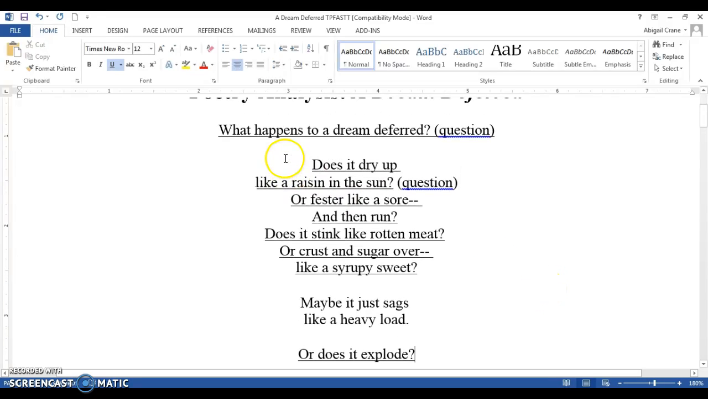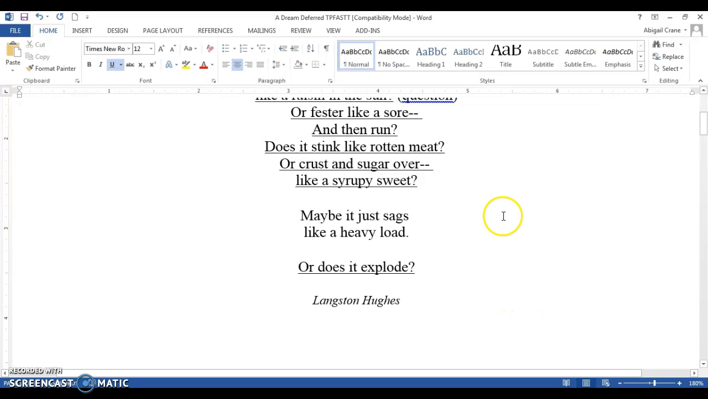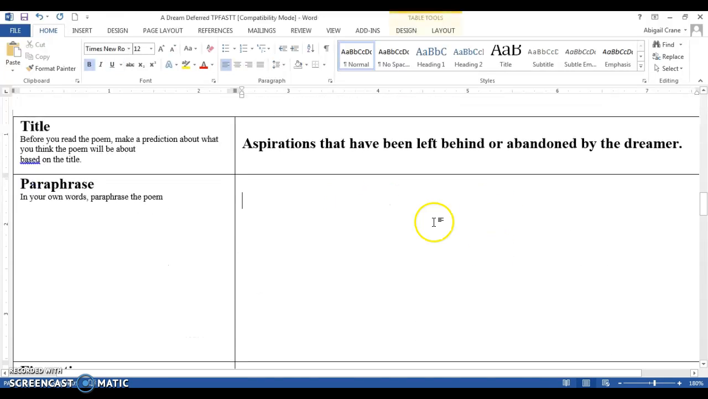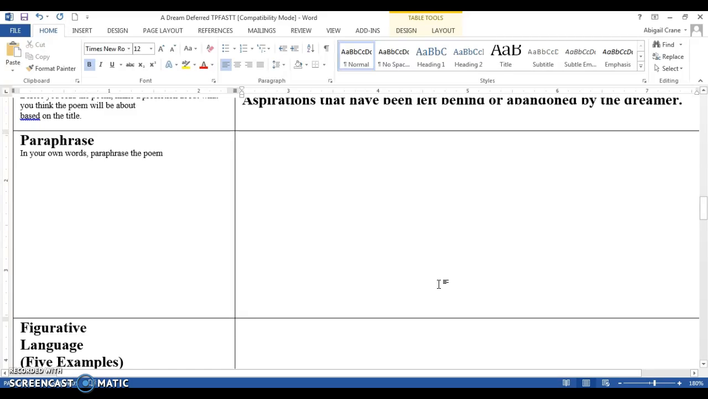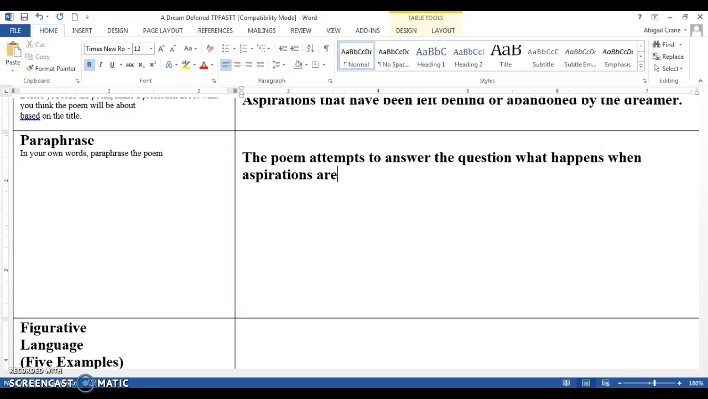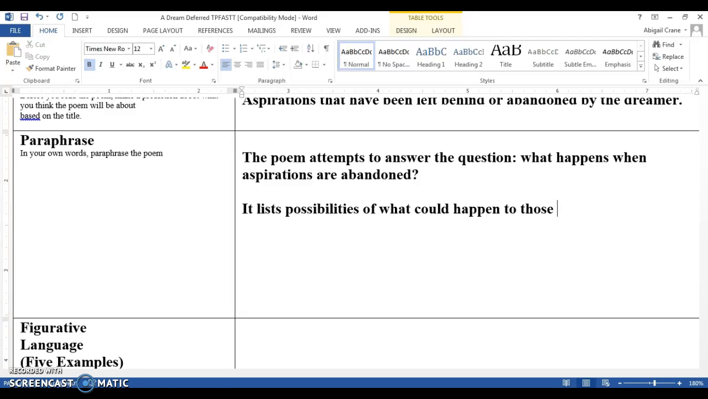And I noticed that it asks the question, what happens to a dream deferred, or a dream abandoned? And it lists all of these possibilities. So to help me understand the superficial meaning of the poem, just paraphrasing it, I might say something like, the poem attempts to answer the question, what happens when aspirations are abandoned? And then also it lists possibilities of what could happen to those dreams or aspirations when they are left behind.